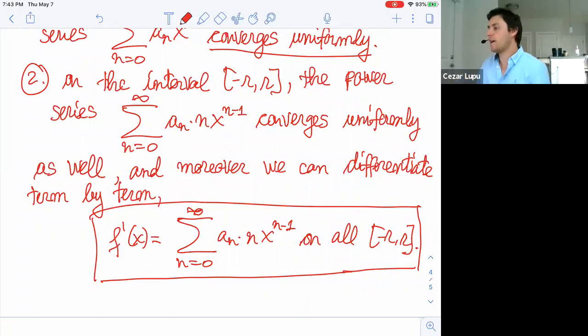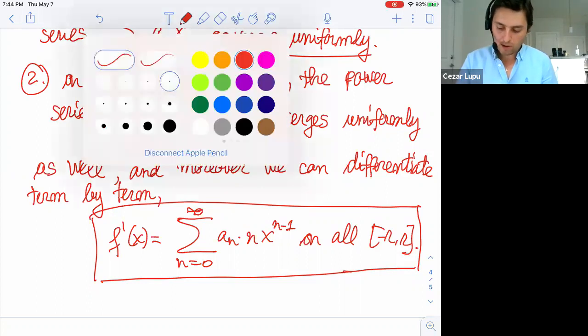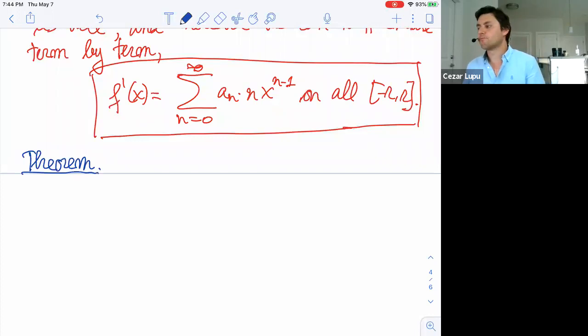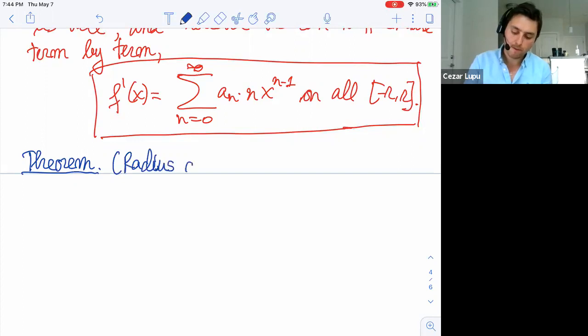What is this R? Who is this R in fact? This R is nothing else than the radius of convergence. So we have the following theorem. Let me just state the following theorem, and then we'll do many applications. Theorem. And this theorem will concern the radius of convergence.